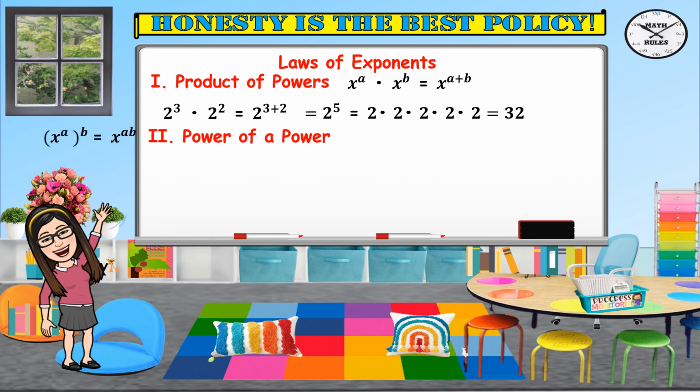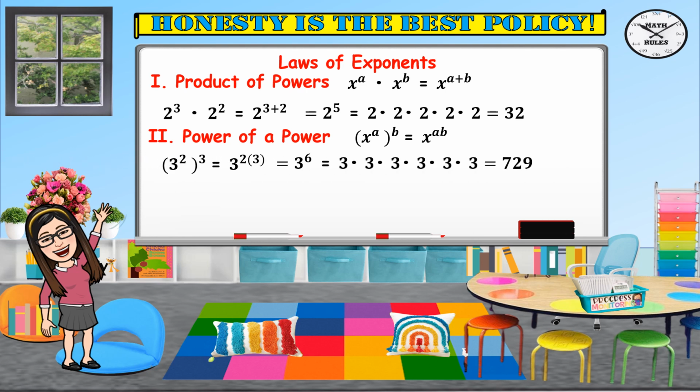Pag power of a power naman, so we have quantity x to the a power to the power of b. So, you just multiply the exponents. So, example, we have quantity 3 squared to the power of 3. So, you just multiply 2 times 3, so this will give you 3 to the 6th power. So you multiply 3, 6 times by itself, 3 times 3, 9, times 3, 27, times 3, times 3, times 3, 729 is the answer.